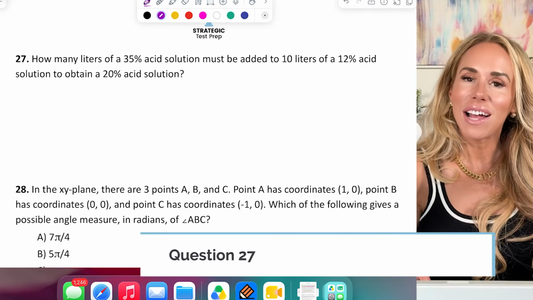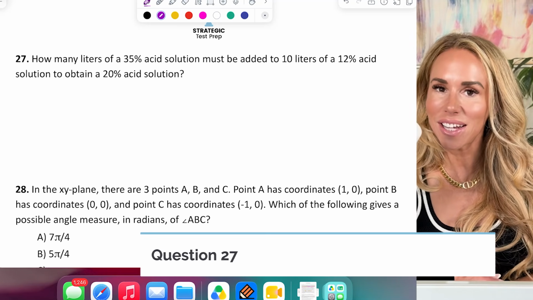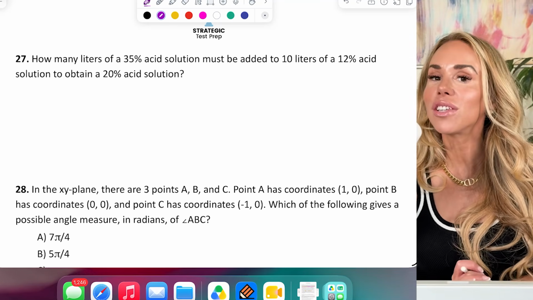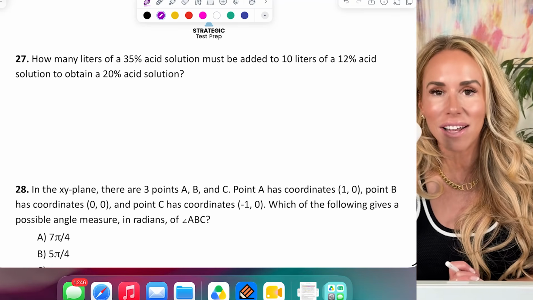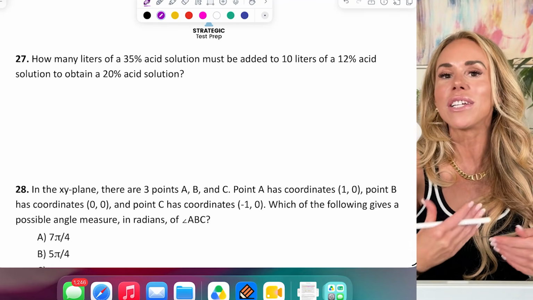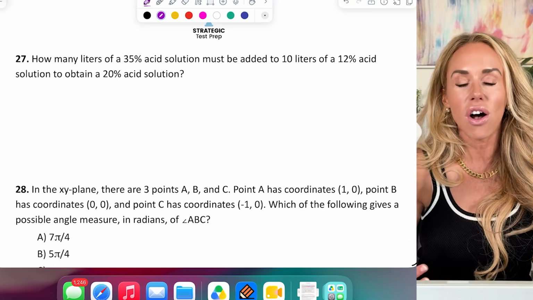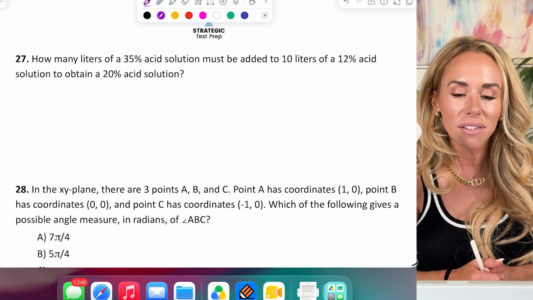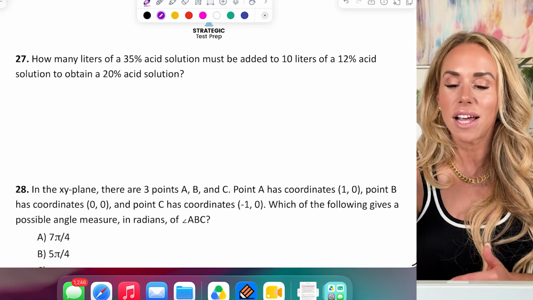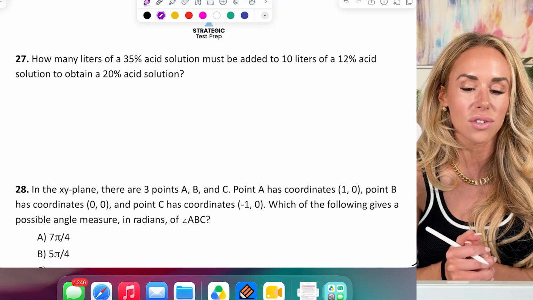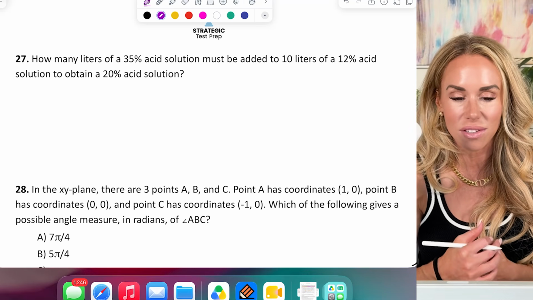All right, this is a classic problem. It showed up on PSAT test 2, and then I took the June SAT in 2024 with a student, and we both saw this show up on that test. There's a chance it could resurface again this fall, so be ready for this. It says, how many liters of a 35% acid solution must be added to 10 liters of a 12% acid solution to obtain a 20% acid solution?